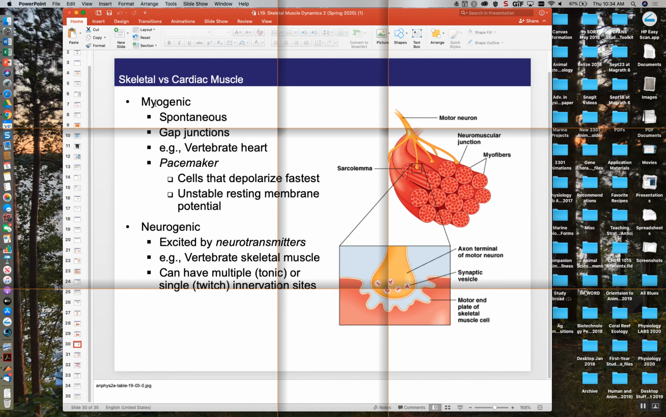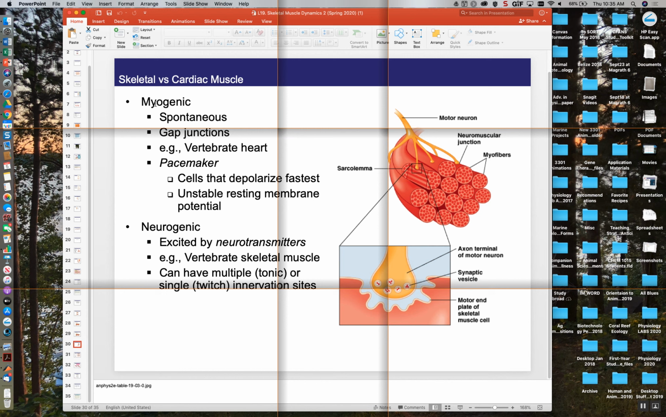Yeah? So if the initial depolarization is myogenic, can it still be modulated from the top to increase the heart rate? Yes, that's a really good question. So it is the autonomic nervous system that basically is innervating those pacemaker cells. Neurons are actually physically interacting with the pacemaker cells. So when you get scared, it releases norepinephrine and it increases the cardiac pacing, or the parasympathetic does the opposite. So yes, it can be modulated by the autonomic nervous system. Yeah, great question. And we will be getting into more detail on that.